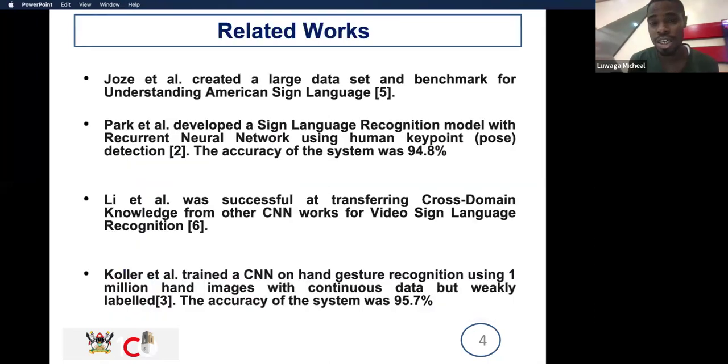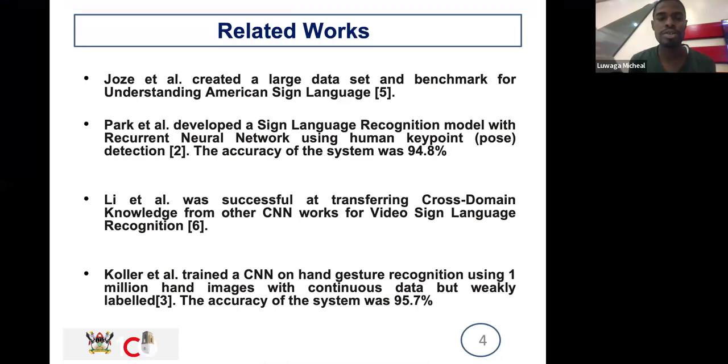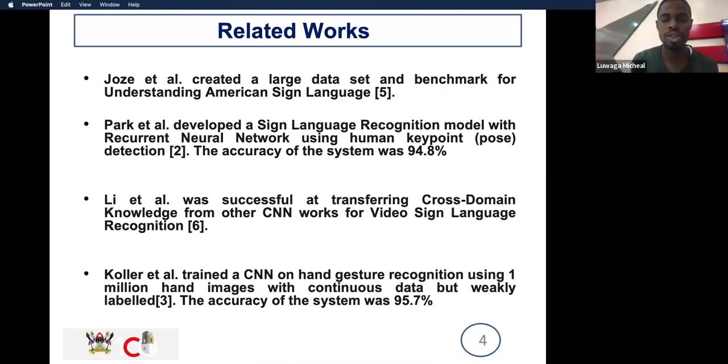So some of the related works that have been done in the past: Jose et al. created a large data set which inspired us to create our own video data set for Ugandan Sign Language. And also Park et al. developed a sign language model with the use of recurrent neural networks, because these signs are time series, so that's why you use recurrent neural networks, which we also used in the transformer model.